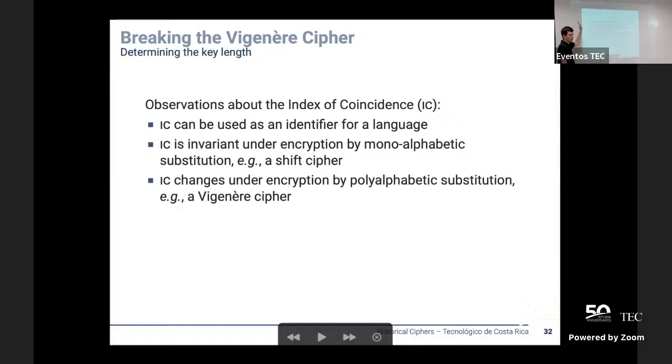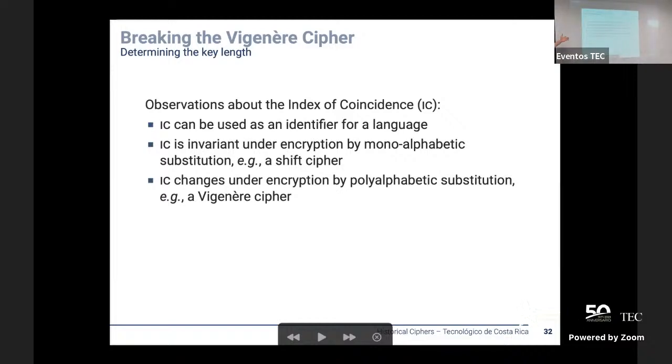Because, for example, if the letter A always maps to the letter C, the occurrence of C and C or A and A doesn't change if we just shift the letters. So, with some nice terms, it's invariant, so it remains the same under monoalphabetic substitution, meaning that we just replace one character by another. If we change under polyalphabetic substitution, like we did with the Vigenère cipher, a letter like the L in hello could map to the letter M or the letter O, I believe, in the example. There the index of coincidence actually changes.